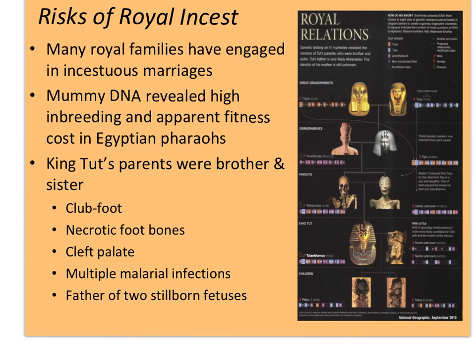So like King Tut, he died very young. He was like 19. His parents were a brother and sister. He ended up with a club foot, necrotic dead foot bones, a cleft palate. His immune system was not as good as someone else's, because if you end up with more diverse immune alleles, you're better off fighting infections. He also ended up the father of 2 stillborn fetuses, which isn't at all uncommon.